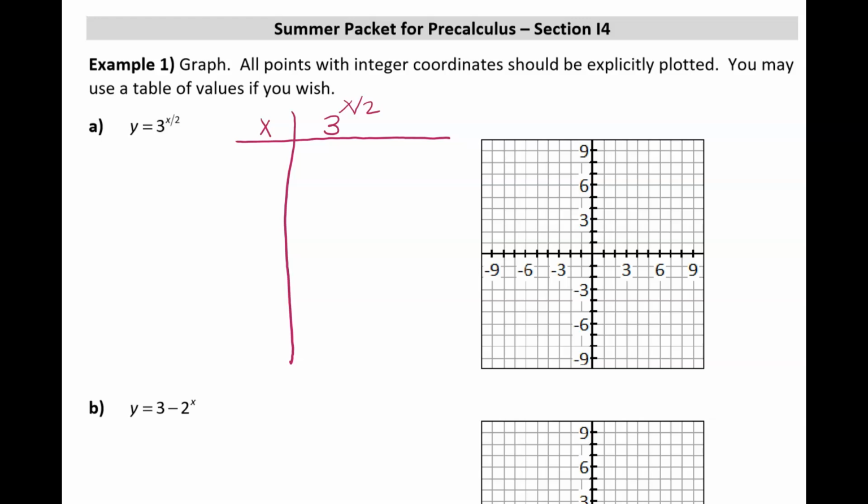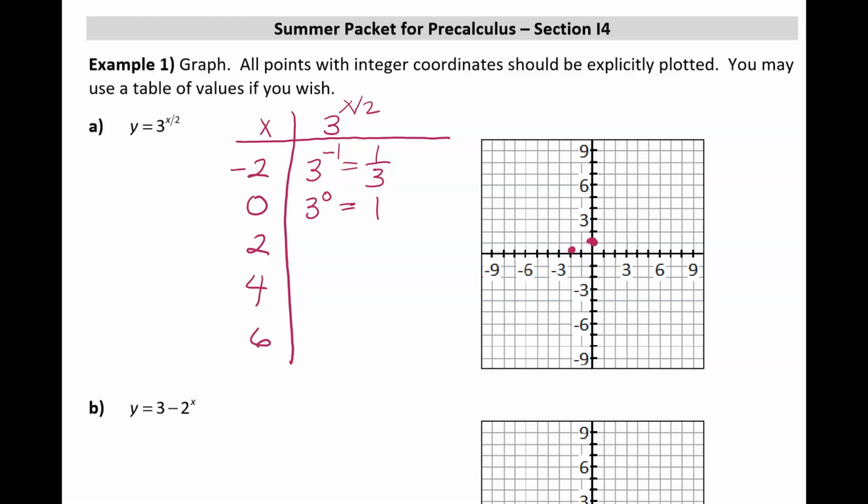So let's use, for instance, -2, 0, 2, 4, 6. Let's see what happens. When we use -2, we get 3 to the -1, which is 1/3. We can graph that one. It's not an integer point, but we can surely graph it. When x is 0, we get 0 divided by 2 is 0, 3 to the 0 is 1.